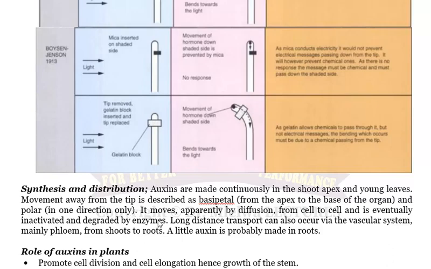Na kama ulivyoona kwamba tumeelezea movement is basipetal, that means from apex to the base of the organ, and it is polar, that means in one direction. So it moves apparently by diffusion from cell to cell, and is eventually inactivated and degraded by enzymes. That means kama ikishafanya kazi imemaliza, it is degraded by enzymes. Long distance transport can occur via the vascular system, mainly phloem, from shoot to roots. Erythroauxin is probably made in roots. Erythroauxin, lakini higher concentration of auxin is made in the shoot apex and young leaves.